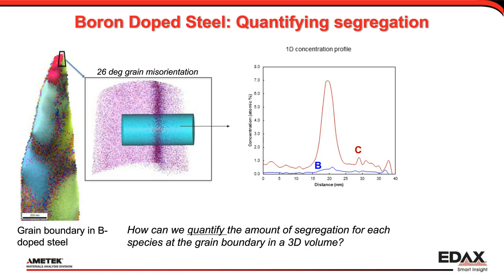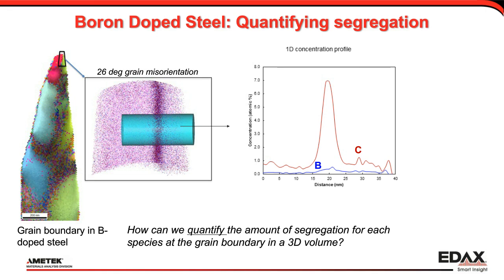So for the rest of the talk, I'd like to focus on some real-world examples of how we can combine transmission EBSD with atom probe tomography for a true nanoscale characterization of the specimens. Here I have a grain boundary in a boron-doped steel. Transmission EBSD has allowed me to get the grain boundary of interest at the very apex of the specimen. And in the center there, you can see the ion map of the atom probe tomography results showing carbon and boron segregation at the grain boundary.